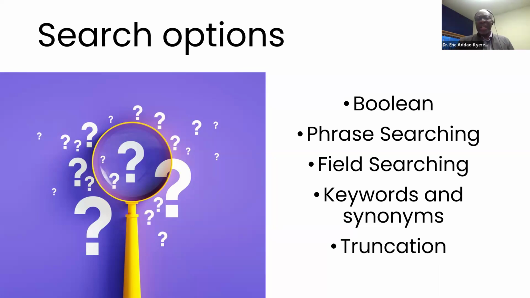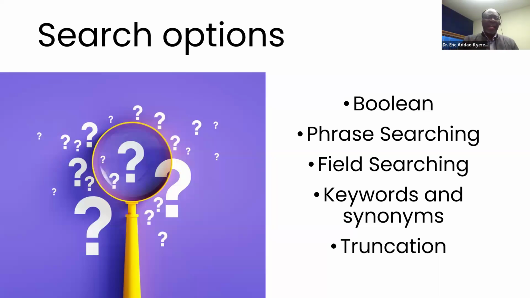Keywords and synonyms are also used, because depending on the topic that you're searching for, there's sometimes more written about that same topic, but different synonyms, or different words with the same meaning, have been used. So sometimes you'll have to use synonyms or words that are similar to the topic that you're searching to be able to find the right resources. And then we've got truncation.